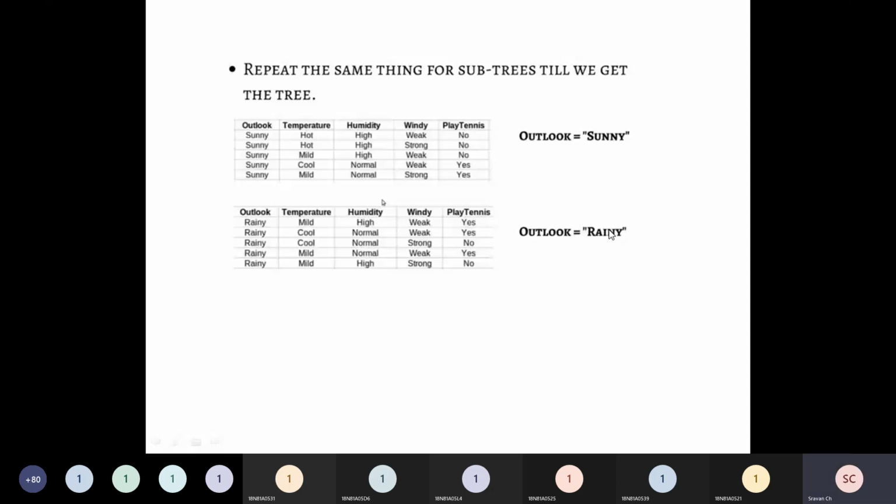Now listen to me carefully. We started this entire discussion with our training data set with 14 records, right? Now that entire process will be repeated on these 2 data sets. So this is a new data set now, and this is also a new data set. So Outlook value sunny is giving me 5 records. That is a new data set. Outlook value rainy is giving me 5 more records. That is a new data set, right?